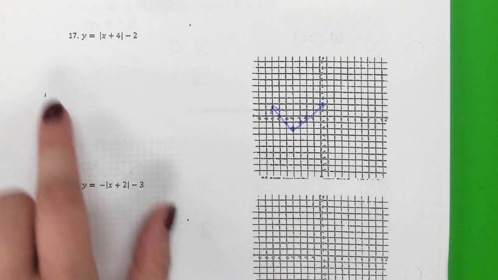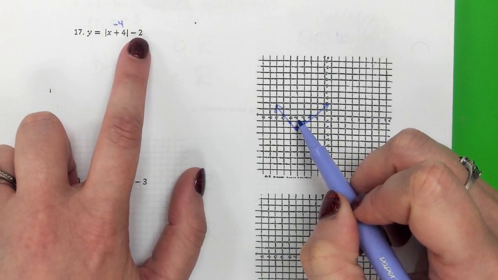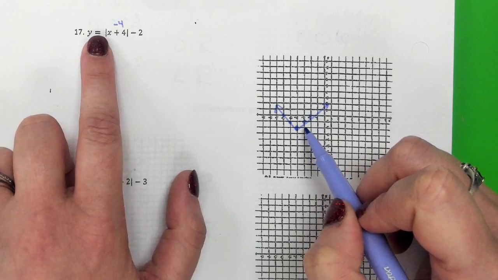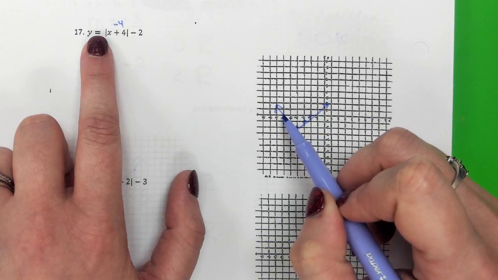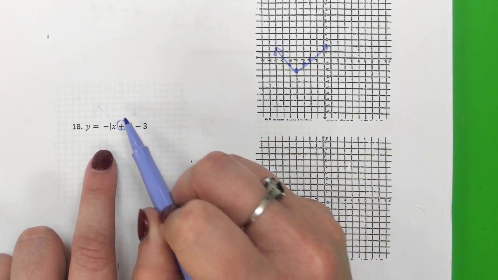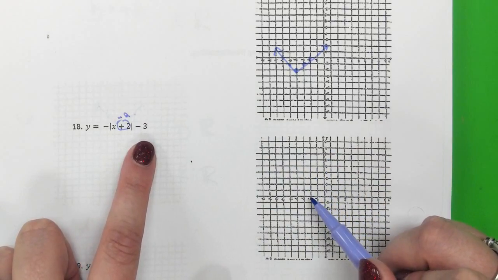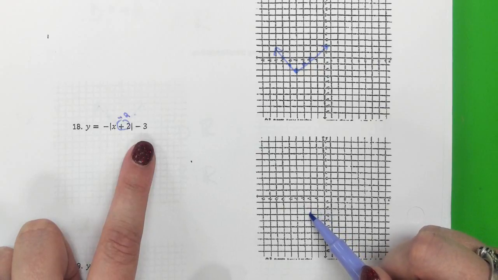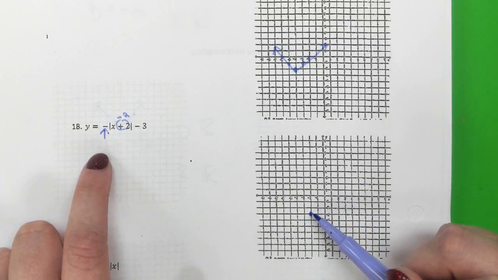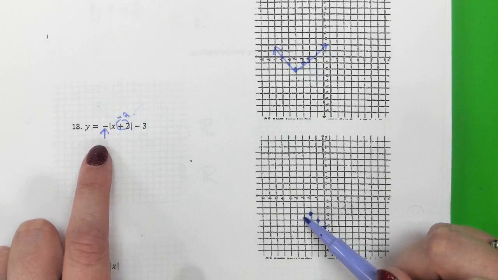Alright, number 17. The plus 4 on the inside means you're going to take the opposite sign, so you move left 4. Negative 2 on the outside means you move down 2. There's not a number in front, so you're not going to dilate it any, so you just went out 1, up 1 on both sides. Alright, 18. The plus 2 on the inside tells you to take the opposite sign, so move left 2. Then the negative 3 tells you you're going to move down 3. Now this negative in the very front means that instead of going out 1, up 1, it's going to flip upside down. So you're going to go out 1 and down 1 on both sides.